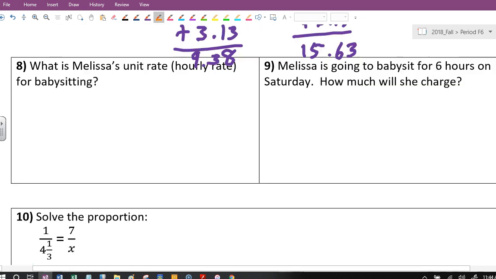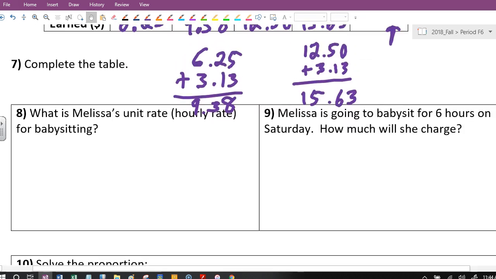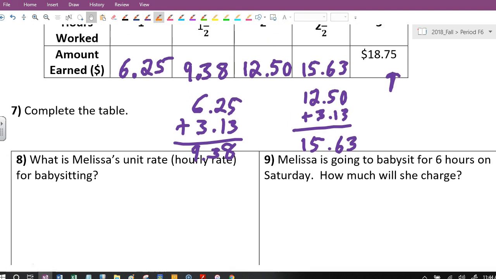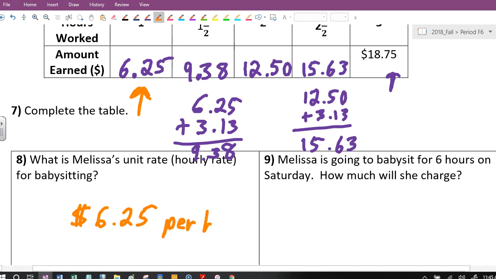Melissa's unit rate. Okay, what is Melissa's unit rate? $6.25. Okay, how did you figure that out? By dividing $18.75 by 3. Right, and we already have it in the chart. But this is not quite correct, is it? Because we need to write $6.25 per hour. Write it down.